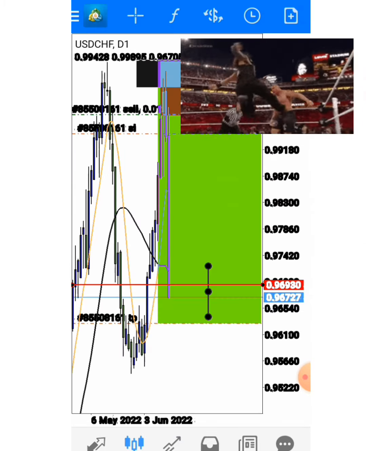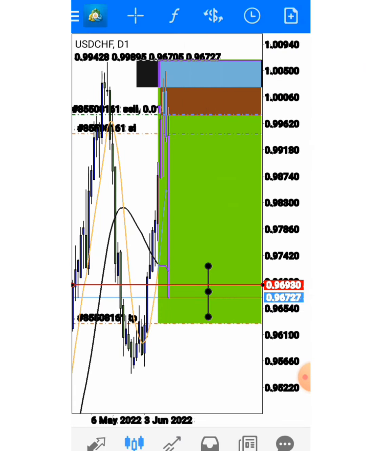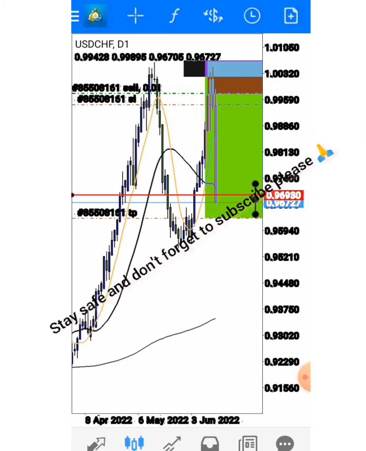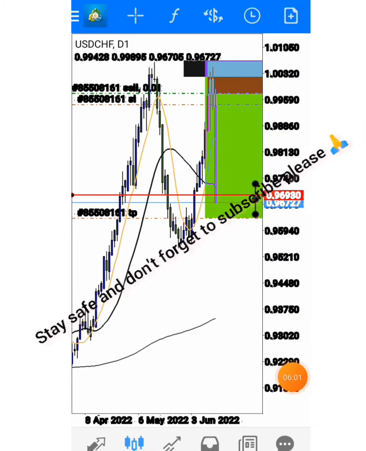So please learn this pattern and apply it on your real account. Backtest it on demo, then move on to your real account when you have learned it and mastered the art. So thank you.